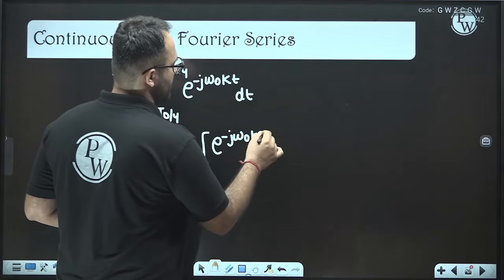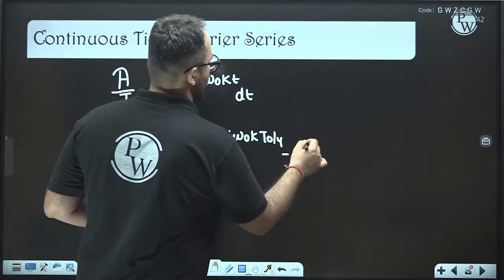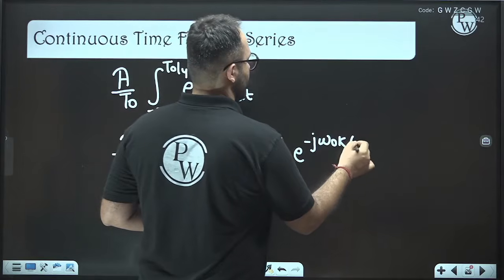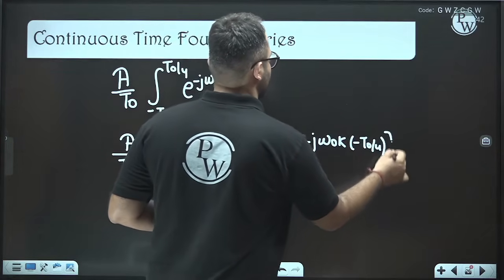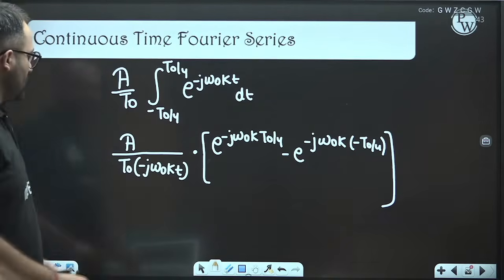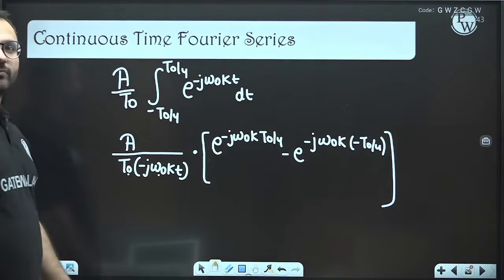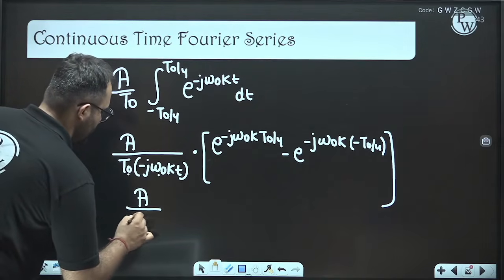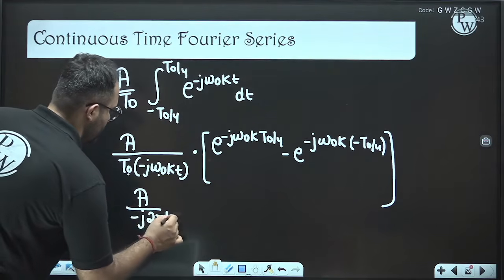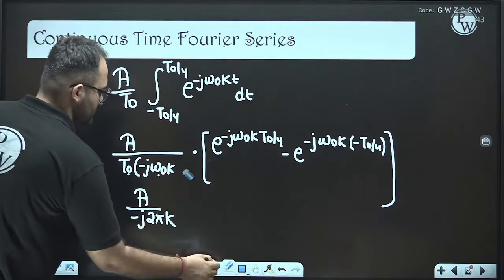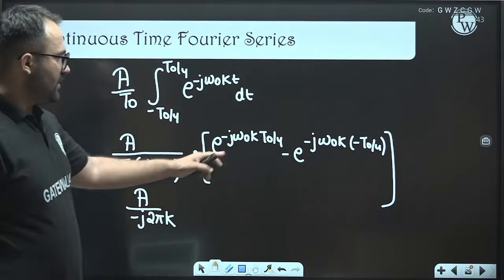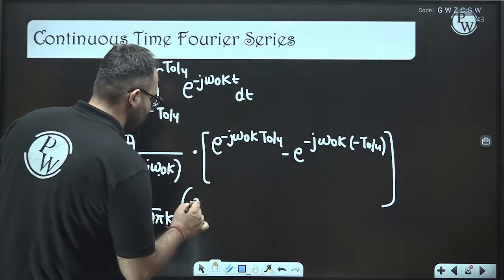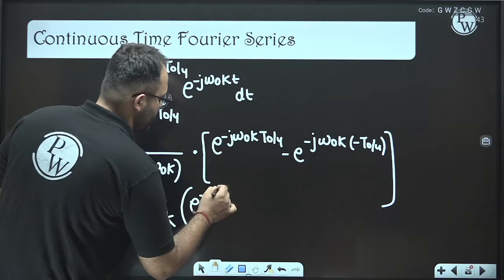Omega naught k T naught by 4. Now, T naught into omega naught is 2 pi. So A upon minus j 2 pi k. T will not come, T is a variable, right? 2 pi k, and here T naught into omega naught is equal to 2 pi. So this term will convert into e to the power minus j, 2 pi upon 4 is pi by 2.